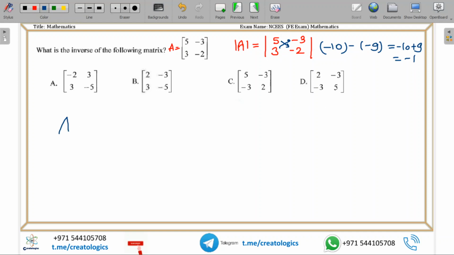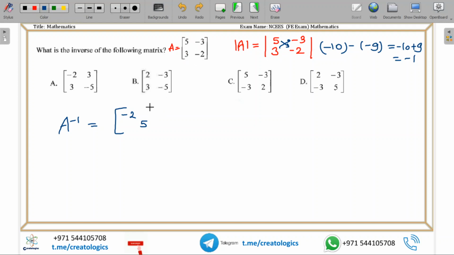Now the A inverse is given by, you need to just do this: interchange these two diagonal elements, and change the signs of these two other elements. That you have to do. What I am saying, interchange 5 and -2. If you interchange these two here, you will get -2 and 5.